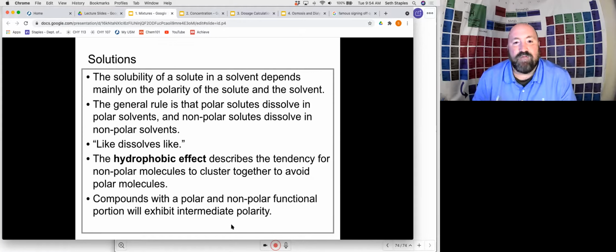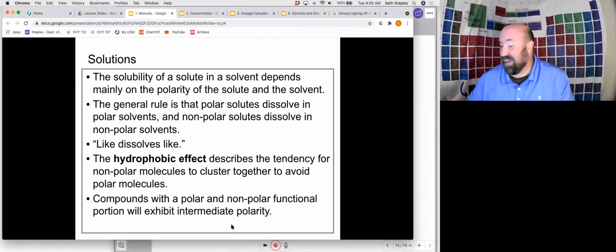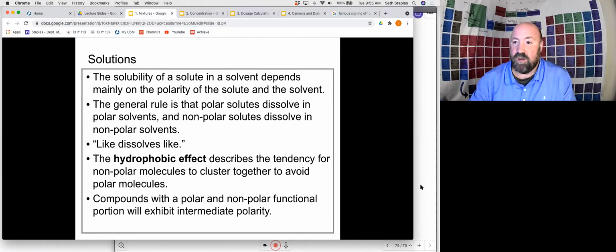We have something called the hydrophobic effect, which describes the tendency for non-polar molecules to cluster together to avoid polar molecules. Compounds that have a polar end and a non-polar end sort of act as intermediates. And so that's something like acetone, for instance.